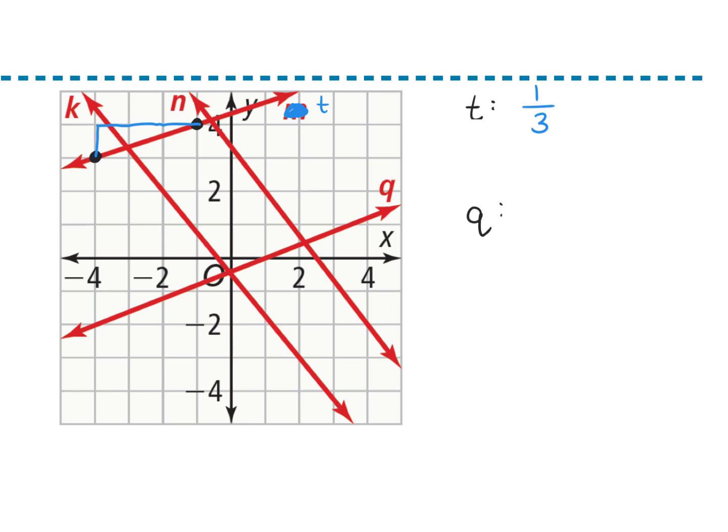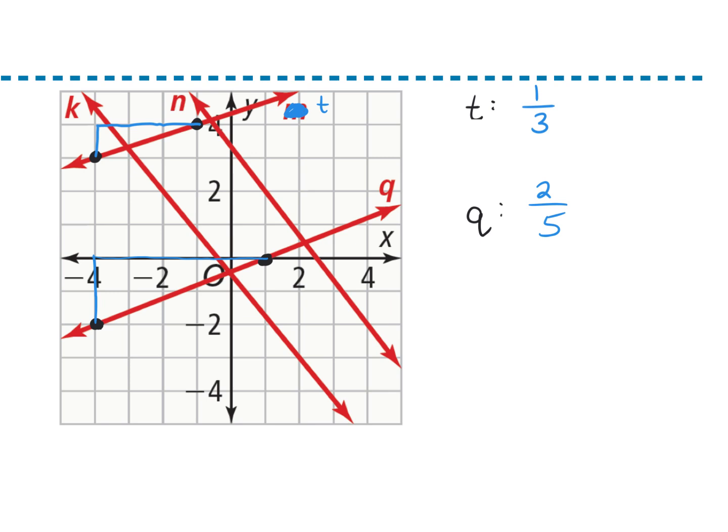We want to find 2 perfect points. So I see 1 here. Is this a perfect point? No. And I see 1 here. So what is my rise? 2. And my run is 5. So we get a slope of 2/5. Can I simplify 2/5? No.